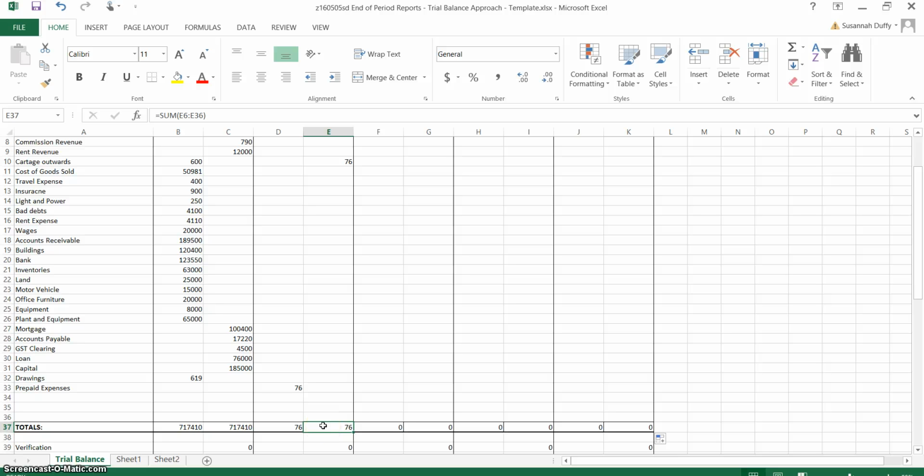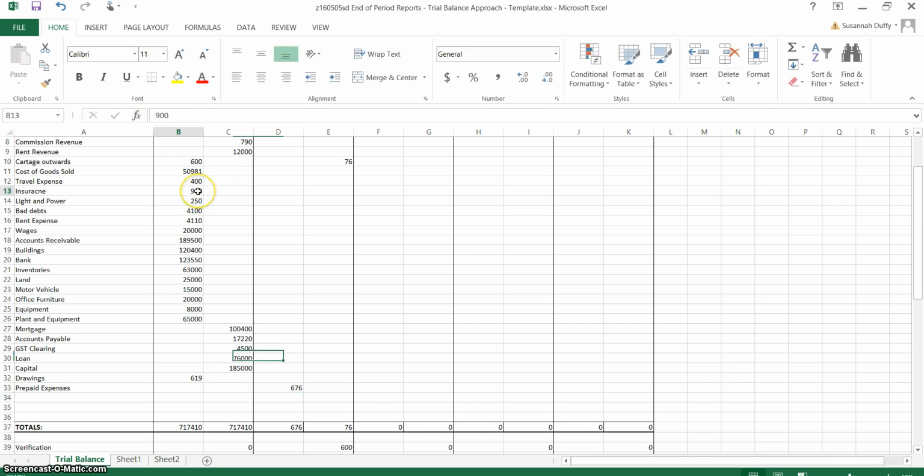Let's have a look at the second one. Insurance expense is paid for the quarter beginning 1st of June. That means our insurance expense of $900 includes June, July, as well as August, because it's a quarter, which is 3 months. So therefore, 2 months is prepaid. July and August are prepaid, so that's $600. So down in prepaid expense, we're going to make this a formula: equals 76 plus 600.